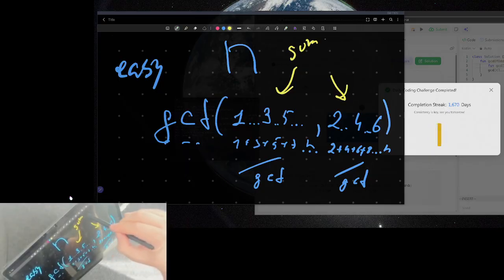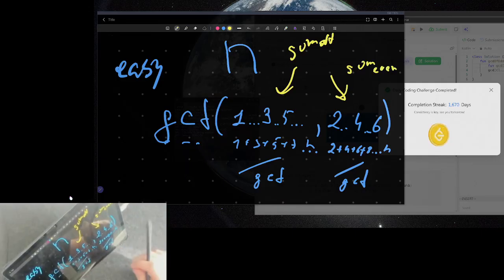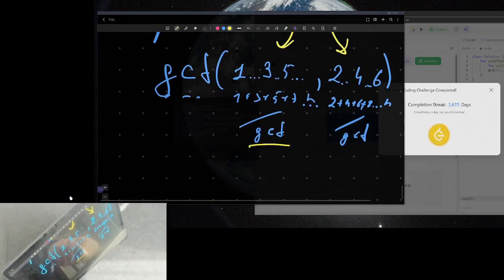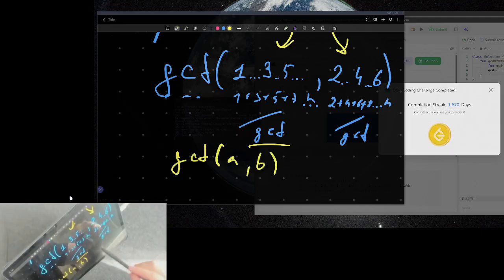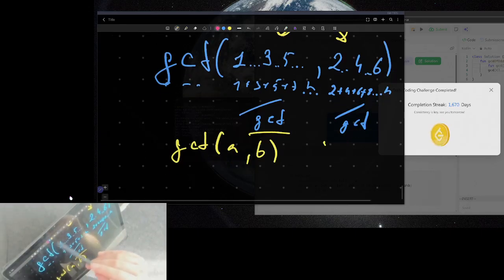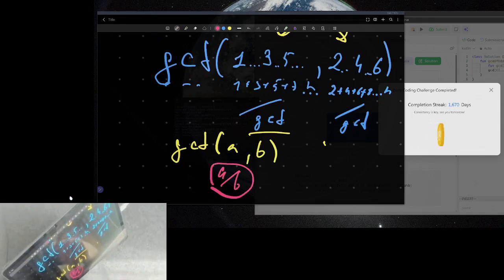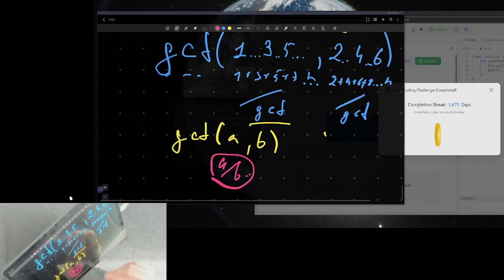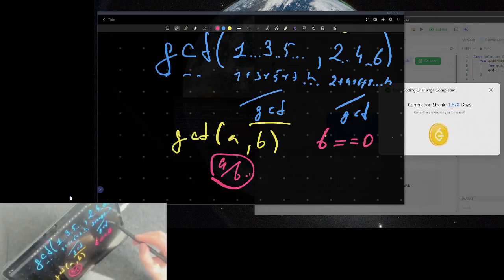We get the sum odd and sum even, or even, I don't know. And then we just calculate the GCD as a recursive function of A, B. How you can remember it: just imagine in your head that you're doing A divided by B, and that means you have to check B is not 0. So if it is 0, just return A, then it's the finish line.